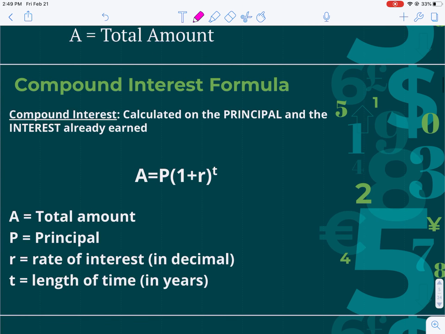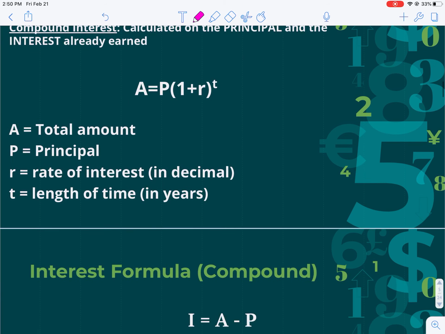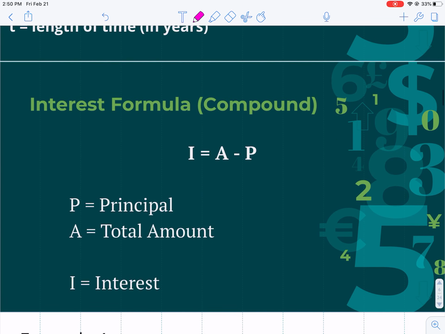Compound interest is calculated on the principal and the interest already earned. The formula is A equals P times (1 plus R) to the T power. A stands for the total amount, P is the principal, R is the rate of interest in decimal, and T is the length of time in years. In order to get just the interest for compound, you would have to subtract the principal from the total amount.